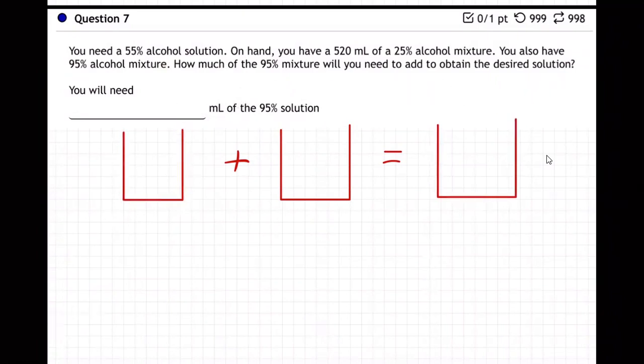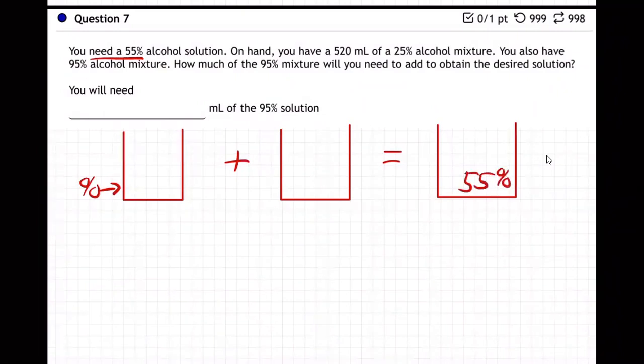All right, so there we go. So how do we use these buckets? Well, basically, what I'm going to do is put the percentages along the bottom. So I'll say, okay, you need a 55%. So that's going to go over here, 55%.